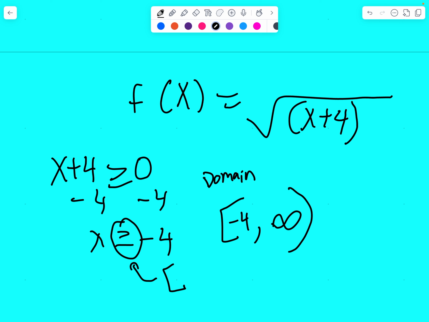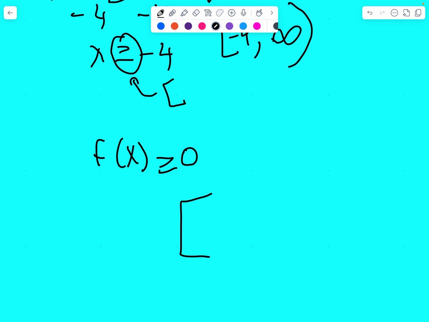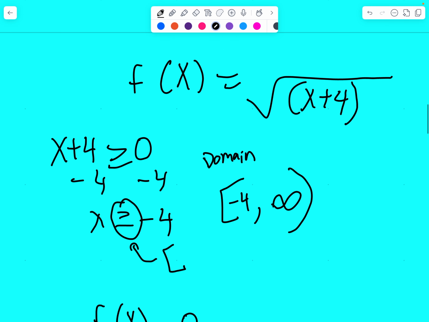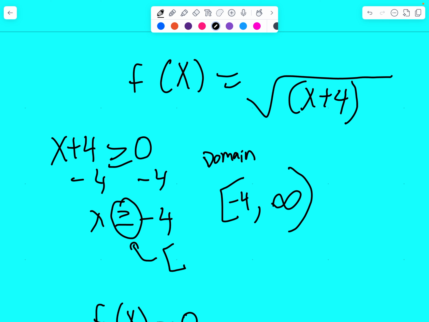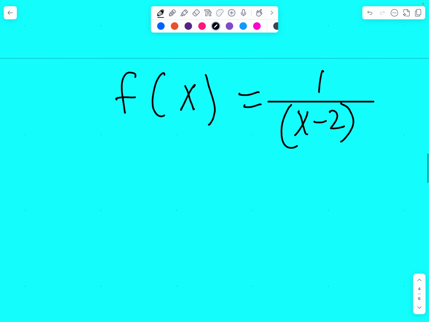Okay, now range. Inside the square root, the smallest value is 0 when x equals negative 4. Square roots can't produce negative values. So f(x) is greater than or equal to 0. So the range for the y is a bracket of 0 all the way to infinity. Square root functions always start somewhere and climb upward. Okay? Negative 4 plus 4 gets you 0. That's why it's the domain for x, and then you got 0 as your y. All right. You guys are getting it.